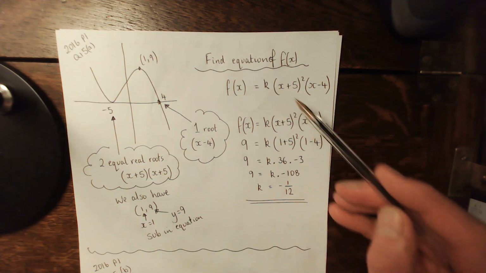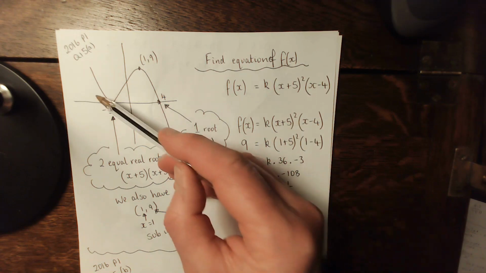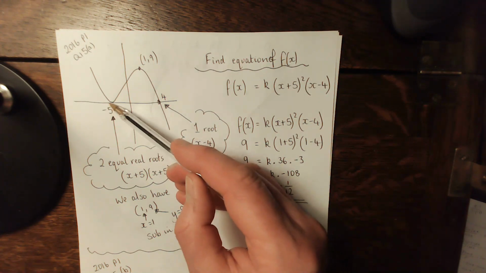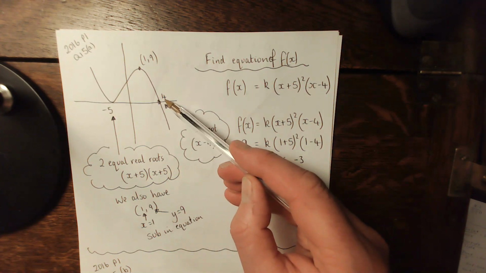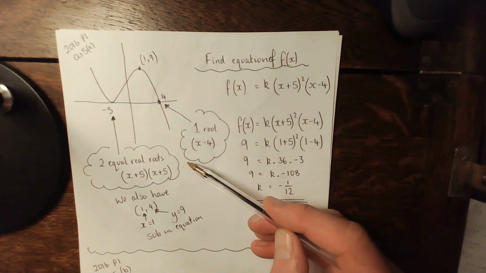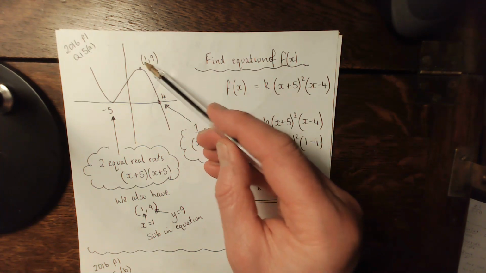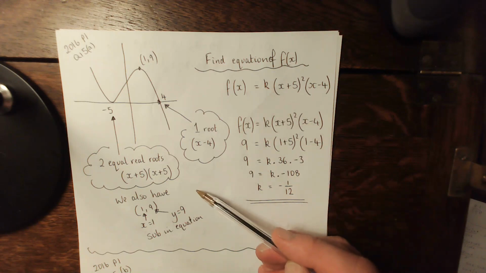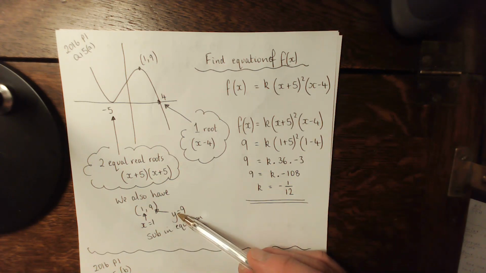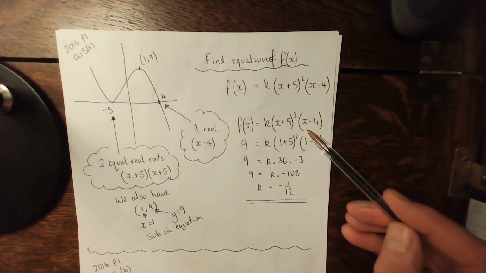Okay? To do that, well, we notice we've got 1, 2, 3 points on the graph. We've already used the two roots, the three roots, but we've also got a 1, 9 as a coordinate. And the 1, 9 helps us to work out what k is. So we've also got 1, 9 with an x value of 1 and a y value of 9, and you need to sub that into the equation.